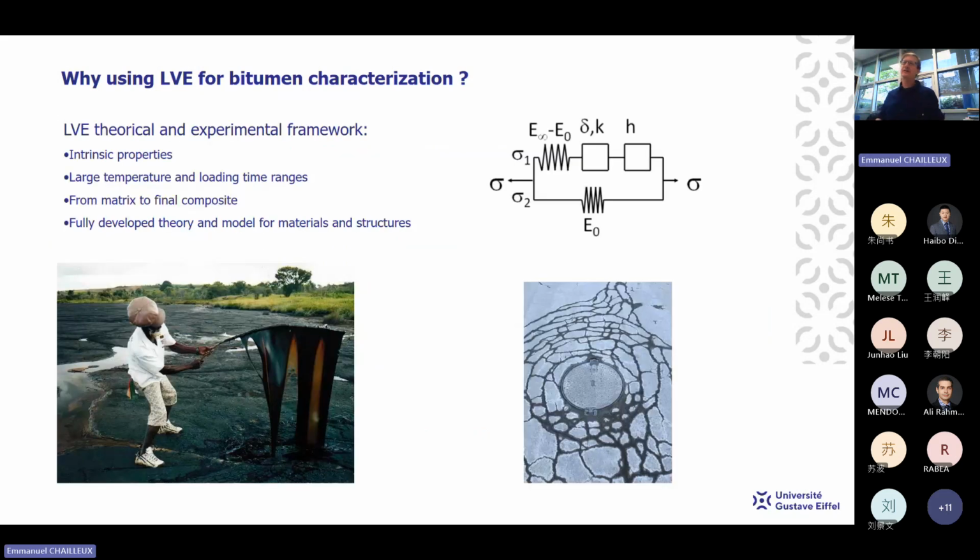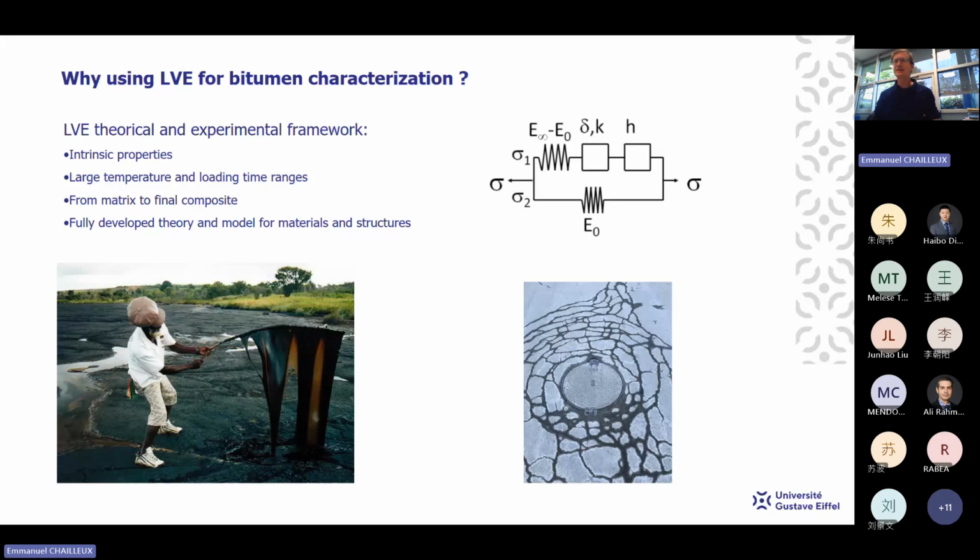For that, the linear viscoelastic theoretical and experimental framework is very useful. Of course, it is restricted to a very small strain domain where we don't induce damage in the material and structure, but it allows us to give intrinsic properties. It means that we can measure these properties using different tools, different modes of loading, all over the world with different equipment, and we will have the same properties, which can also be useful to implement in models because they are intrinsic properties.